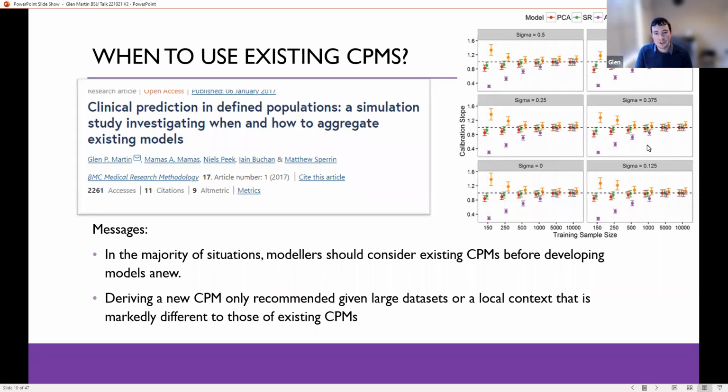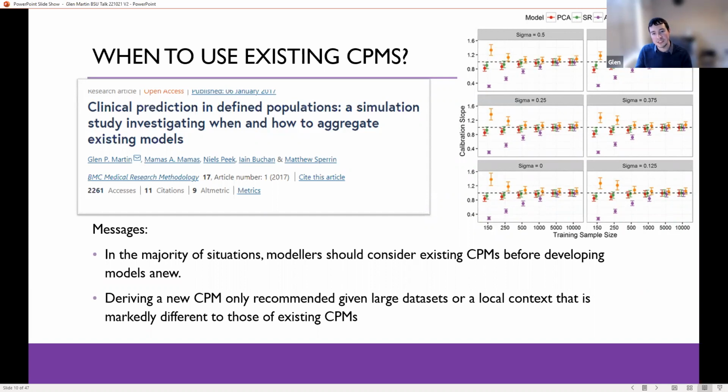So the plot on the top right of this slide shows some of the results from that simulation study. Each panel here, the sigmas, are representing increasing heterogeneity between those different countries or populations. As sigma increases, the covariate outcome associations across each of the countries is becoming increasingly different, and vice versa for smaller sigma.